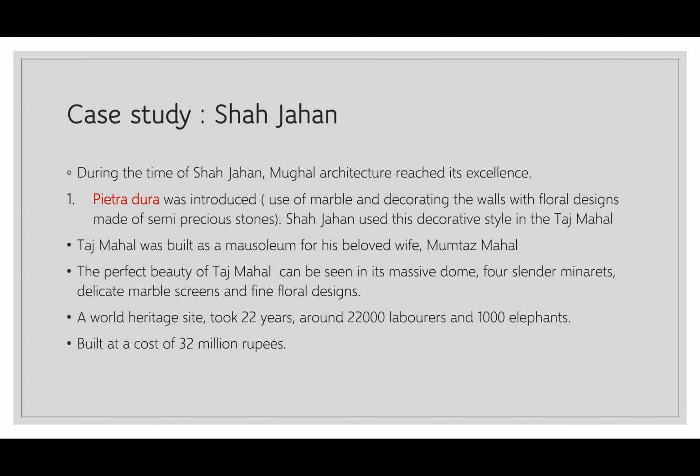Now in your book you also have the case study, and they have talked about Shah Jahan. What impact did Shah Jahan have on Mughal architecture? Now, one is that Pietra Dura was introduced. What is Pietra Dura? Use of marble and decorating the walls with floral designs made of semi-precious stones. You must have seen it even on the walls of the Golden Temple at places, where this Pietra Dura has been used. So, use of marble and decorating the walls with floral designs made of semi-precious stones.